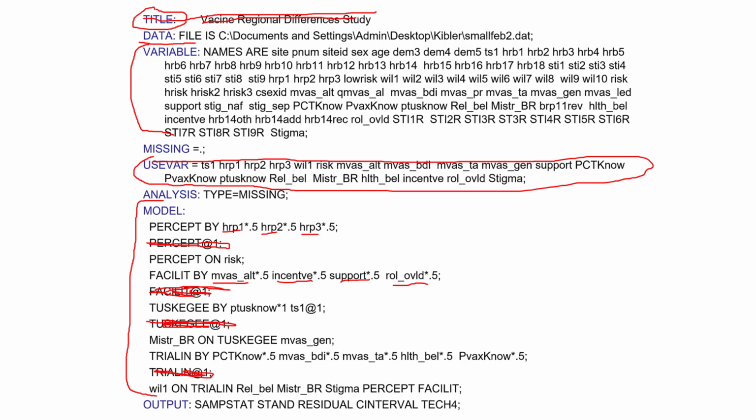Here's another factor, and then I put the regression coefficients. So mistrust is regressed on Tuskegee and this other variable, trial information, which is the factor. And then willingness to participate, the big one, is regressed on trial information, religious beliefs, mistrust, stigma, perception, and facilitative factors. So we'll go into much more detail about this. My intention was just to show you that the model statements are not that complicated. I just made it sound much more complicated than it actually is.